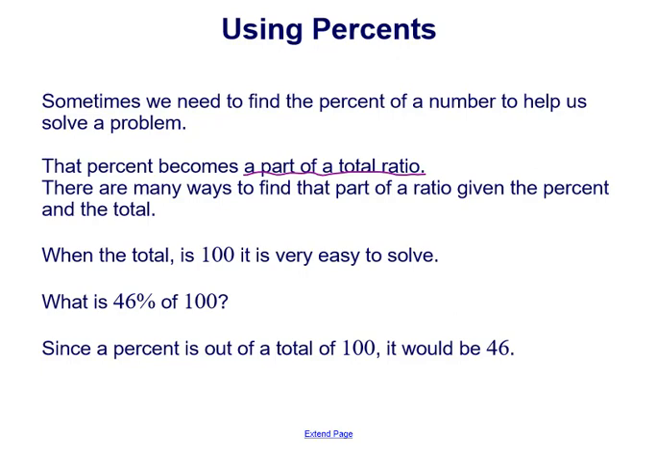So, for example, what is 46% of 100? Since a percent itself is out of a total of 100, we can just look at what the percent is. So in this case, it was 46% of 100. So that 46, the percent, is our part out of 100. So that 46% of 100 would be 46. Again, it's the number in the percent itself.